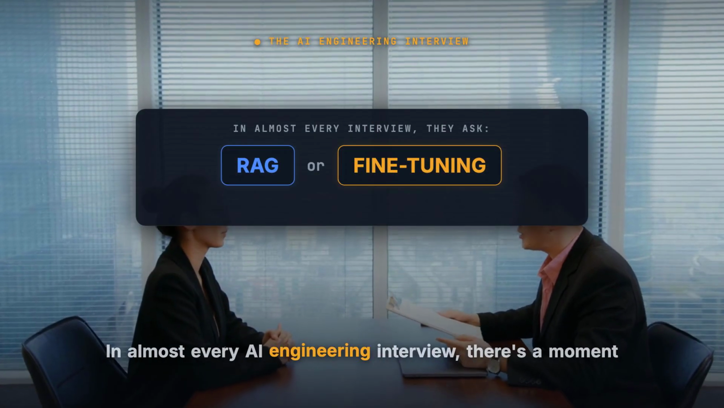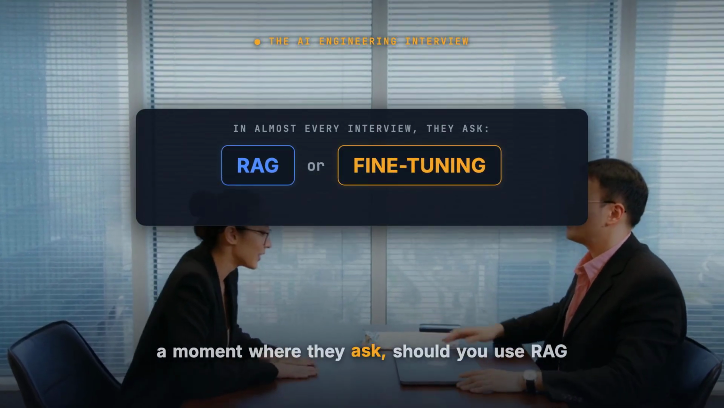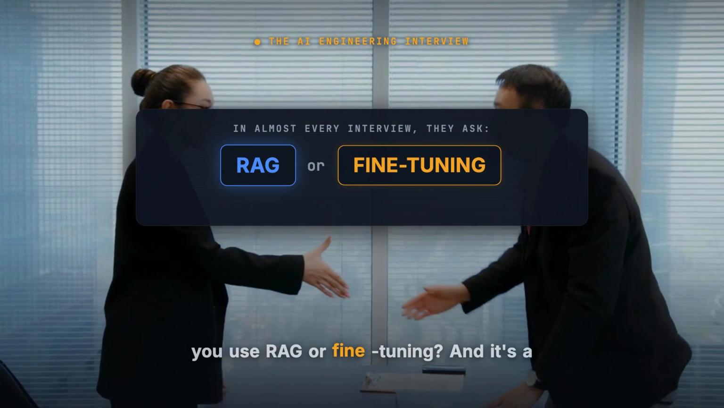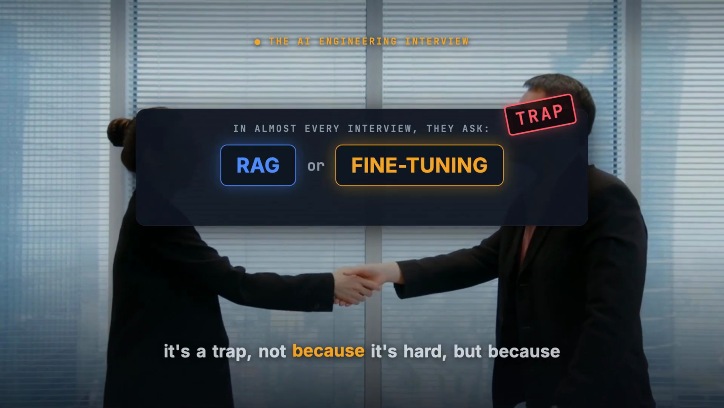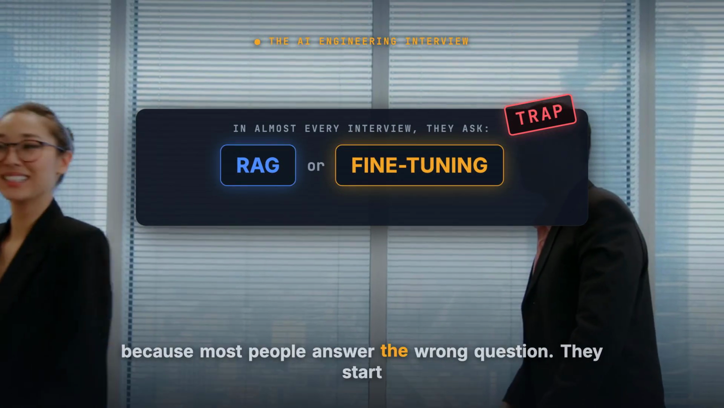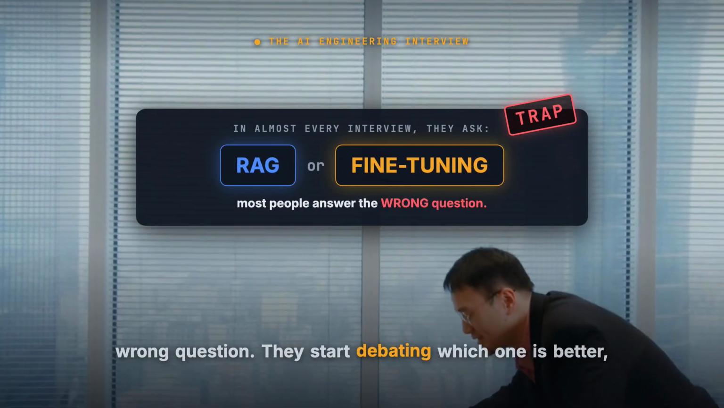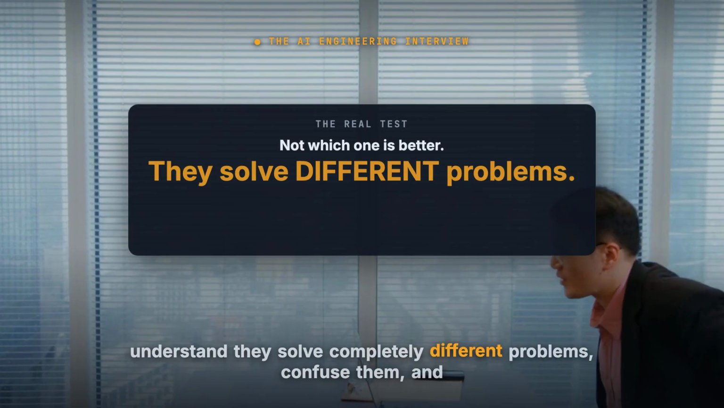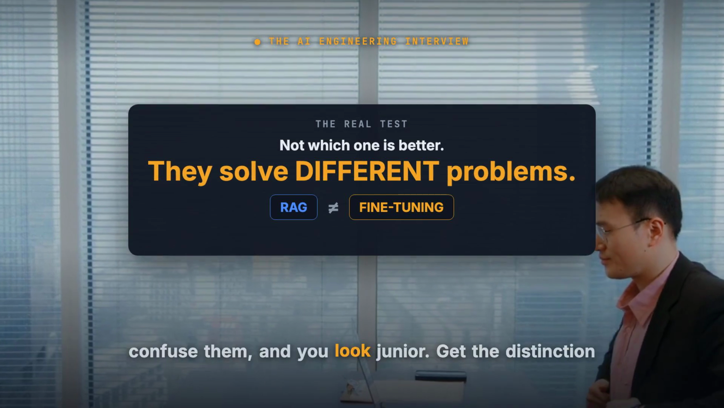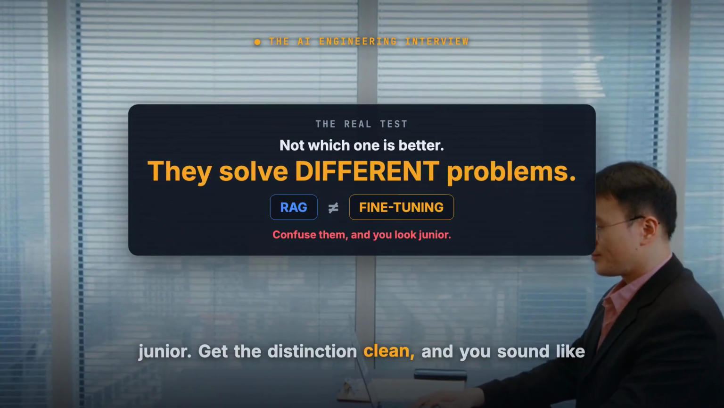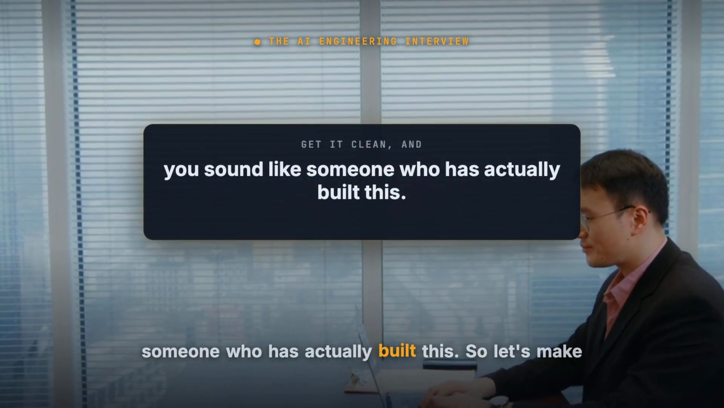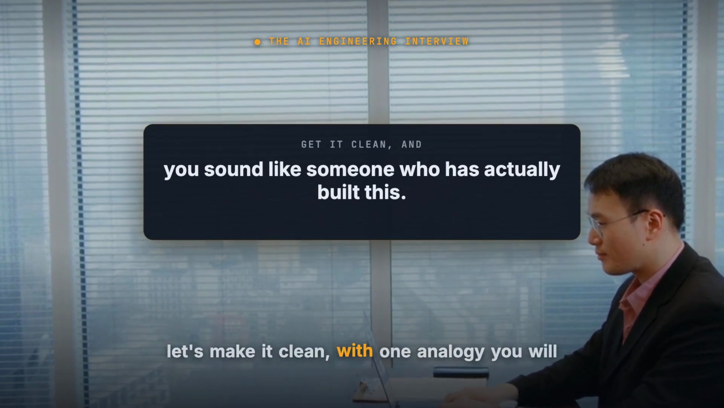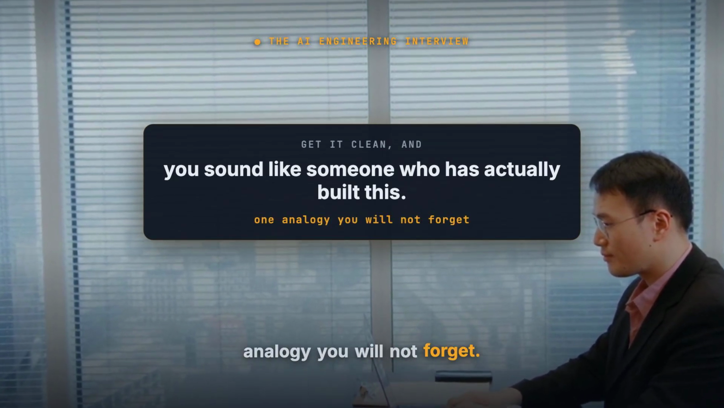In almost every AI engineering interview, there's a moment where they ask, should you use RAG or fine-tuning? And it's a trap, not because it's hard, but because most people answer the wrong question. They start debating which one is better when the interviewer is testing whether you understand they solve completely different problems. Confuse them and you look junior. Get the distinction clean and you sound like someone who has actually built this. So let's make it clean, with one analogy you will not forget.